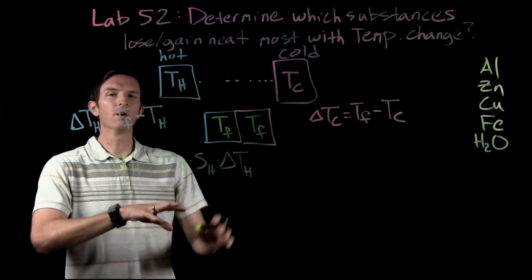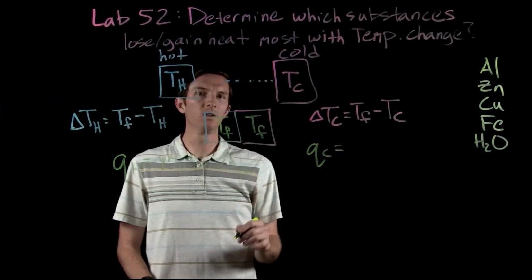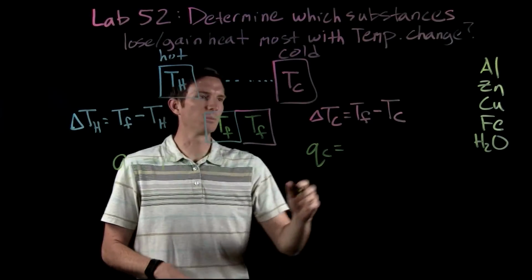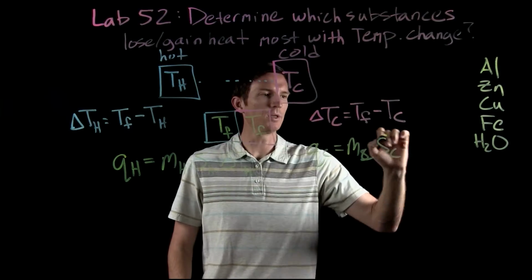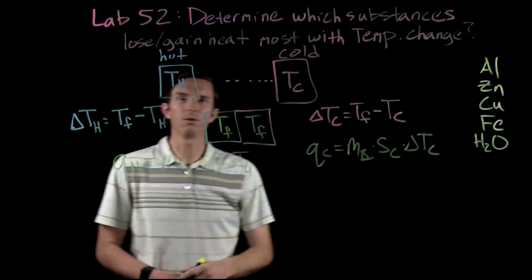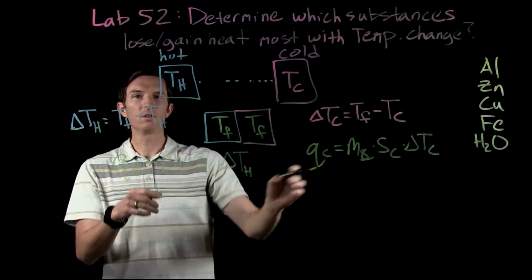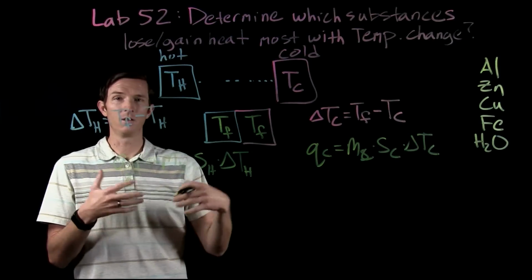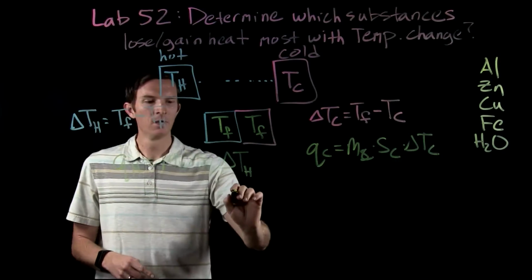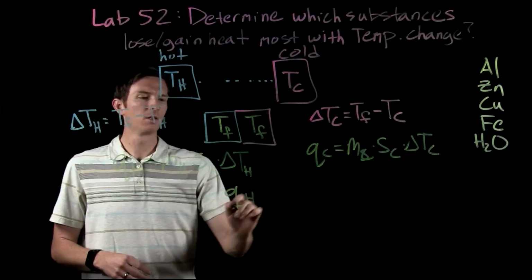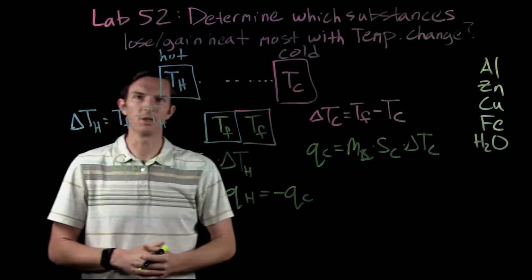Now let's look at our cold object. We can calculate the amount of heat, in this case gained, because our cold object is going to increase in temperature. It is the mass of the cold object times the specific heat of the cold object times the change in temperature that the cold object undergoes. How are these two things related to each other? We go back to the first law of thermodynamics, which states energy cannot be created nor destroyed, so we must conserve energy. We're transferring kinetic energy, so the heat that our hot object loses is equal and opposite to that of our cold object.